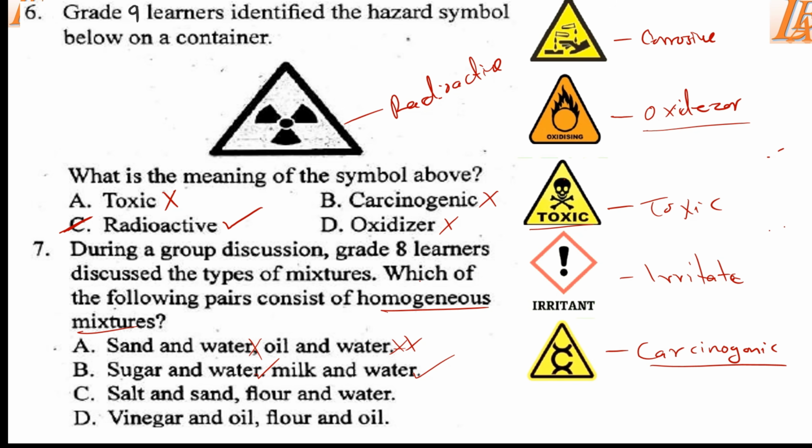Then C, salt and sand, this one is a heterogeneous mixture. Flour and water, this one is also a heterogeneous mixture. Vinegar and oil and flour and oil, this one is also a heterogeneous mixture. So the correct answer here is B. A set which represents a homogeneous mixture, a mixture in which particles are uniformly distributed, is sugar and water and also milk and water.